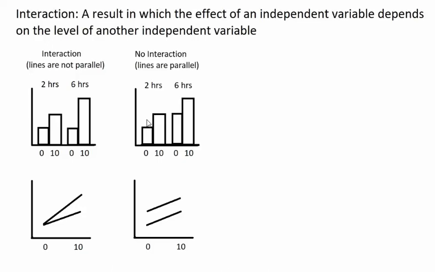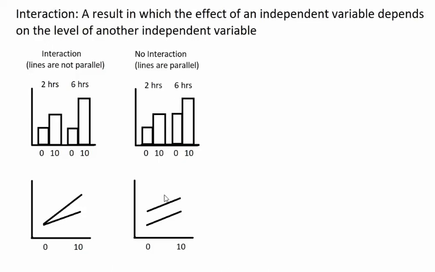So this outcome right here would be no interaction because the effect of studying is staying the same when you go from 2 hours to 6 hours of sleep. So in this case, in this bar graph, the effect of studying is not changing across the levels of sleep, which would make it no interaction.